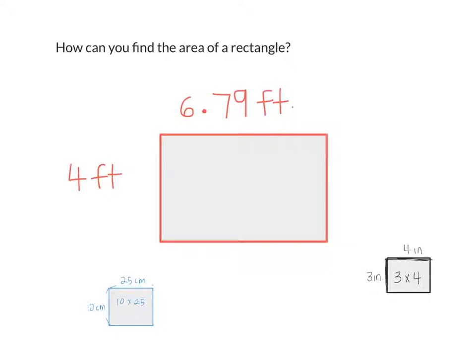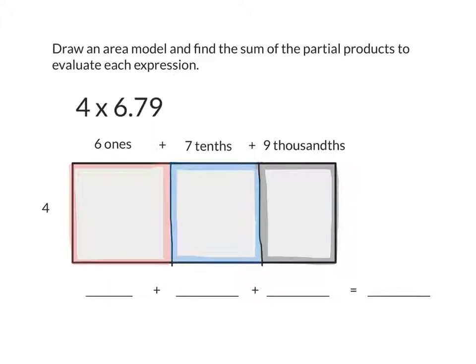What equation would I use to find the area of this rectangle? Brigitte? 4 times 6.79. Very good. So now the directions say draw an area model.